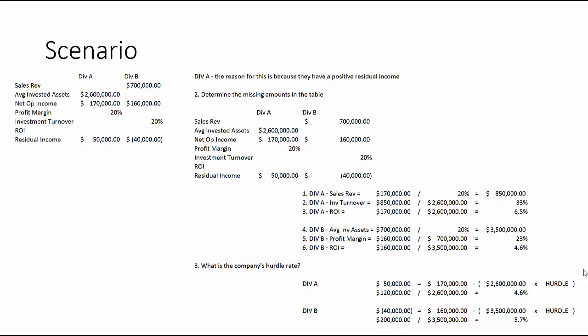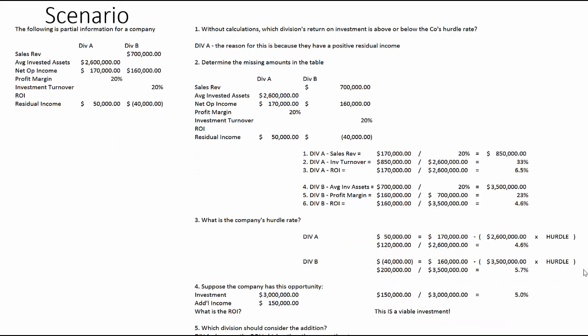For division B, you're taking the 160,000 net operating income minus the 40,000 residual income, which basically adds it. That gives you $200,000 divided by 3.5 million, gives you a hurdle rate of 5.7%.